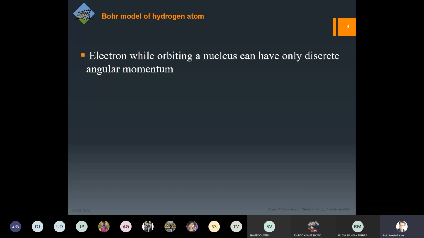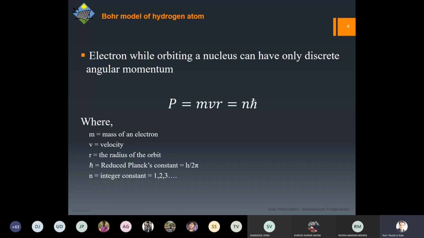The Bohr model says that the electron orbits around the nucleus, and it has some momentum because it is moving. But the thing is, it will have only discrete momentums, given by P equal to mvr or nh by 2 pi, where h is the reduced Planck constant, h by 2 pi. It depends on the mass, velocity, and the radius in which it is orbiting.